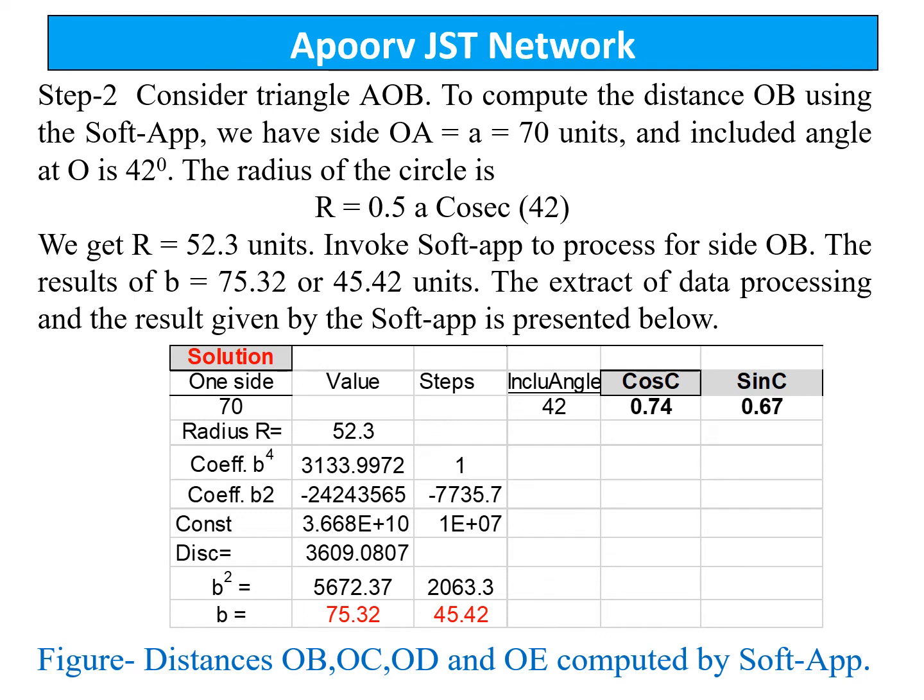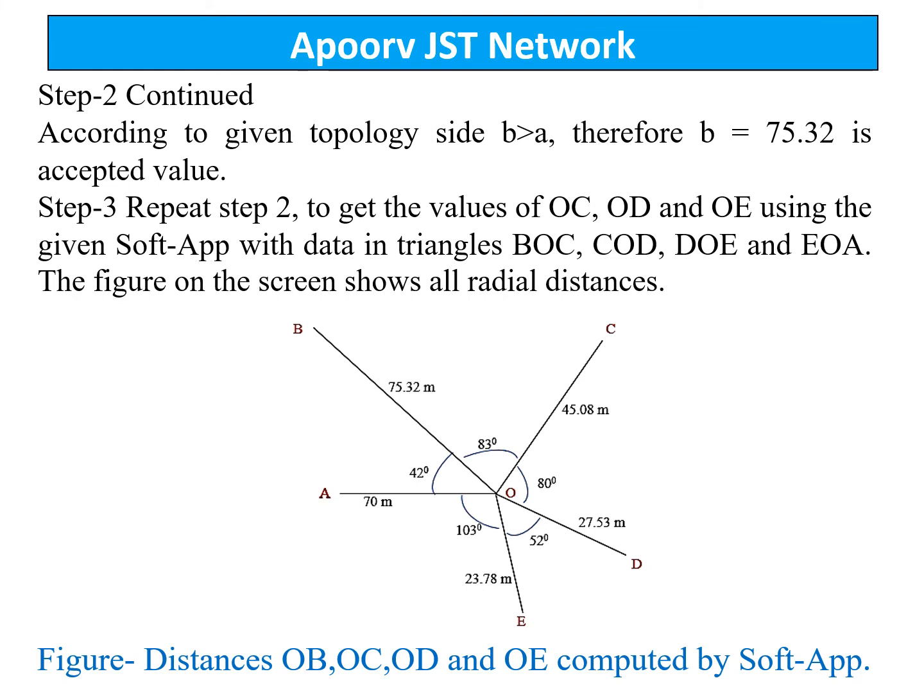Invoke the soft app to process for side OB. The result is B equal to 75.32 or 45.42 units. The extract of data processing and the result given by the soft app is presented below. Step P-2 continued: according to the given topology, side B is greater than A, therefore B equal to 75.32 is the accepted value.